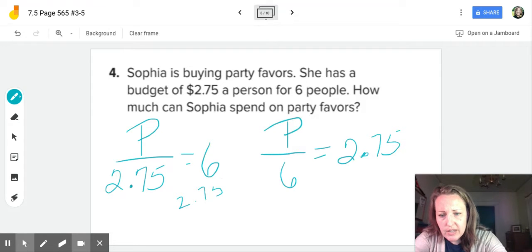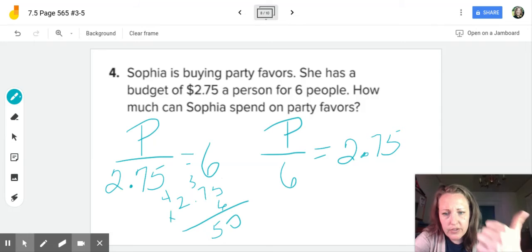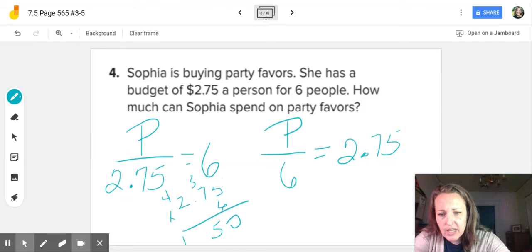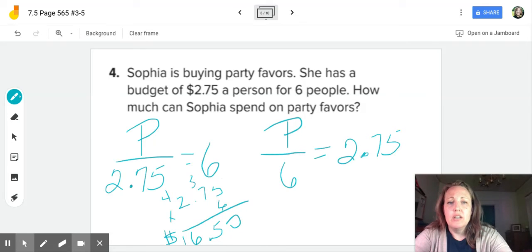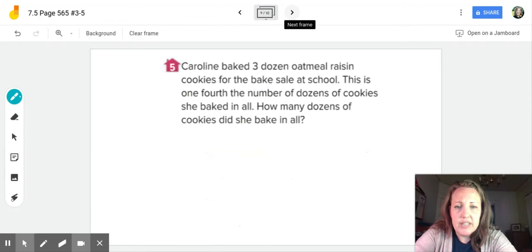275 times 6. What do you get? 30, 45, 12, 13, 14, 15, 16. I got $16.50, and don't leave it naked. And that is my total budget for party favors, right? Okay, let's see how far we can get on this problem.